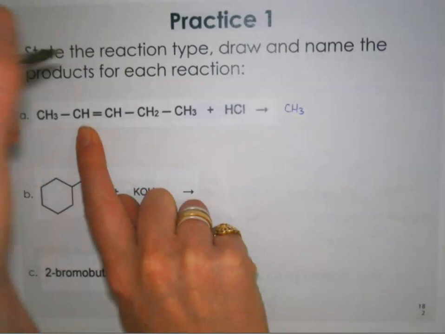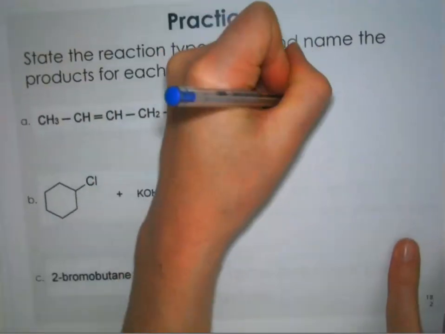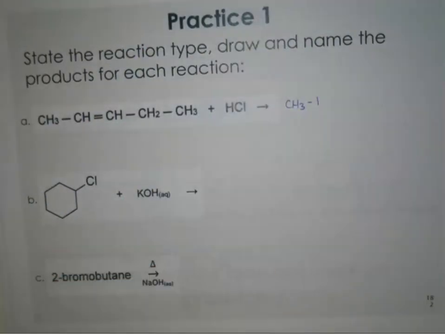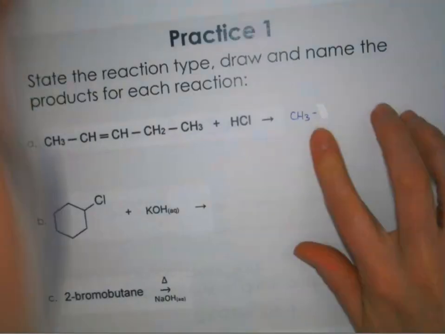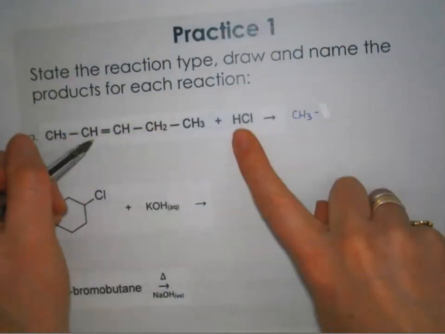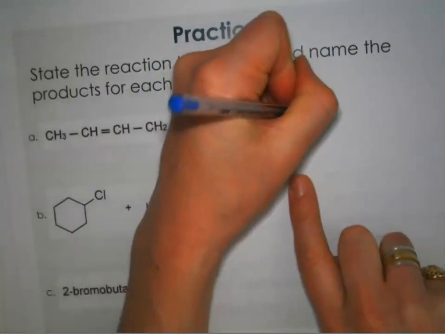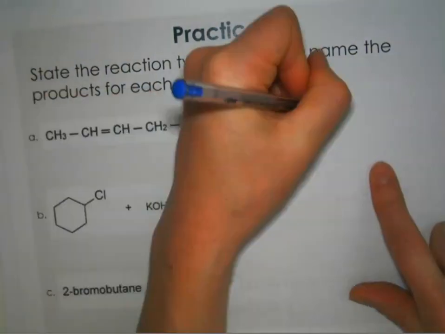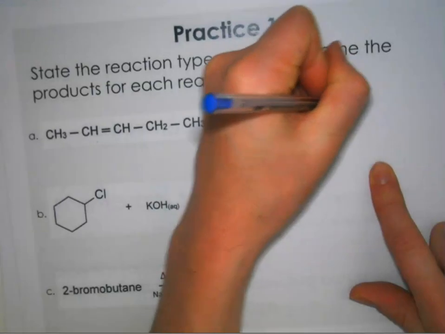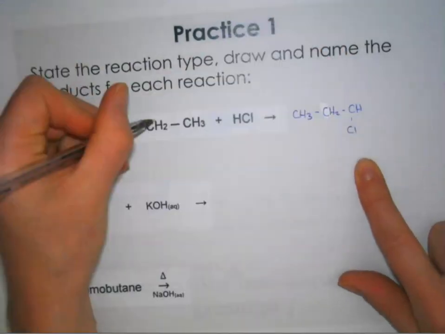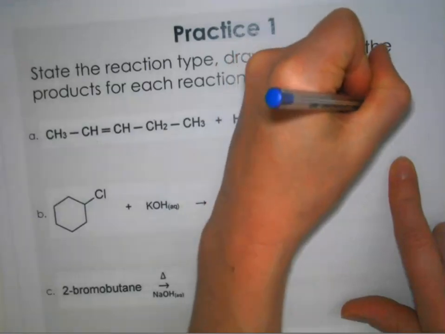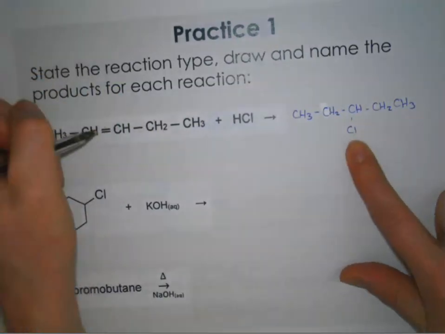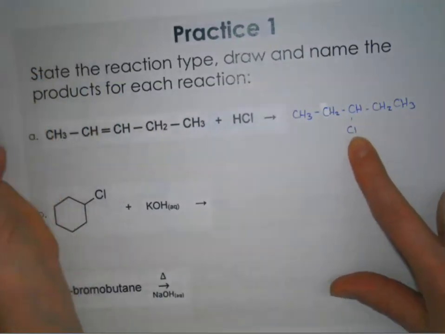So basically we're going to have CH3, then CH. Let me just see if I can get rid of that. So CH3 and then CH2, where a hydrogen comes in and joins there. And then for this one, we're going to have the CH and a chlorine takes the place, so CH with the Cl coming off of it, and then CH2, CH3. Okay, so that would be an addition reaction.